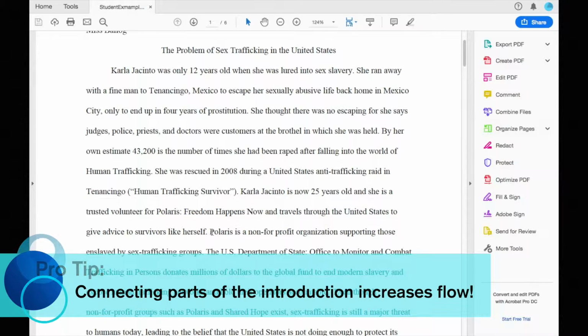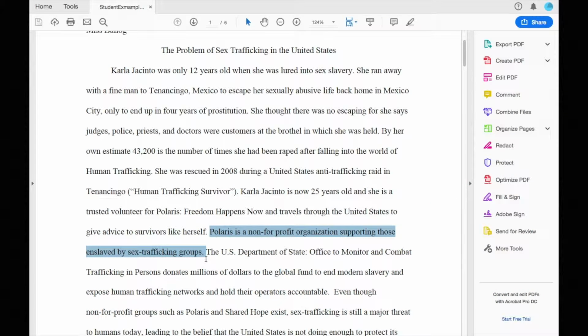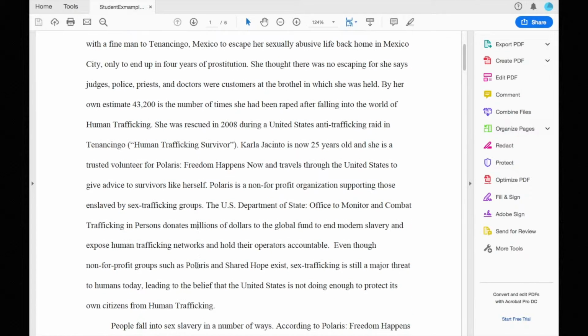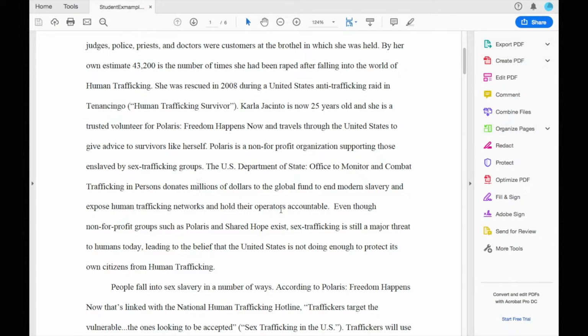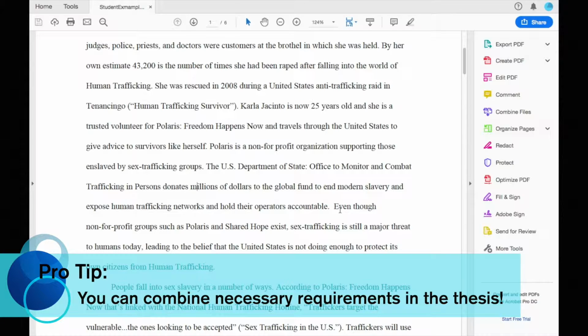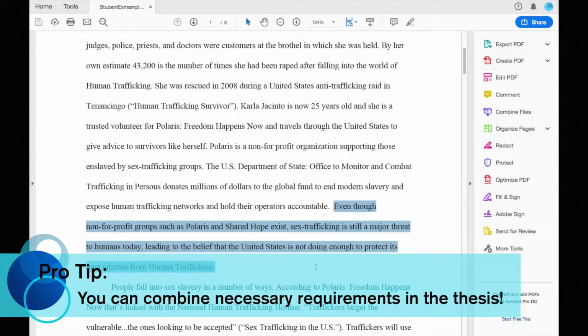So she explains what Polaris is and what they do for those who are stuck in sex trafficking. She also goes on to explain one of her other sources, the U.S. Department of State Office to Monitor and Combat Trafficking in Persons, and what they do to help get rid of sex trafficking in the United States. What's missing here, and it's interesting, is that she doesn't really mention why this issue is important, but it is mentioned in her thesis statement. And the thesis statement is this last sentence in the first paragraph.